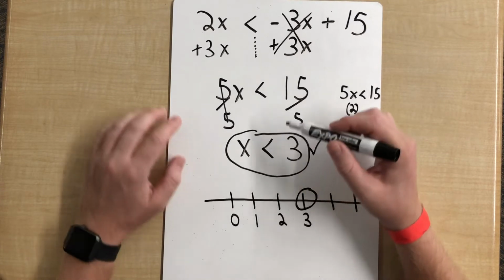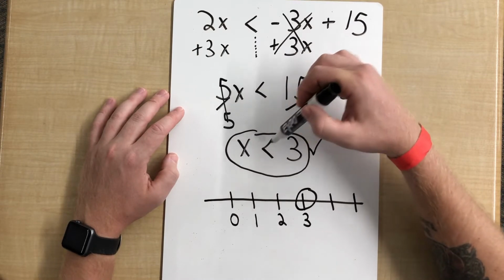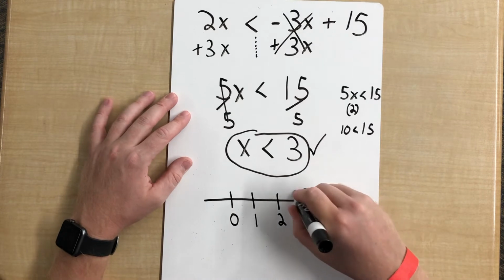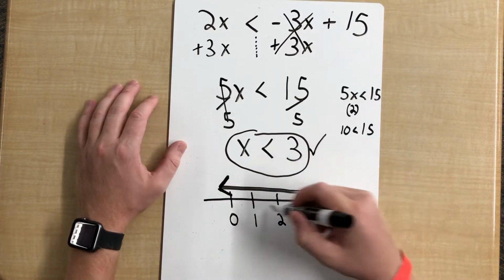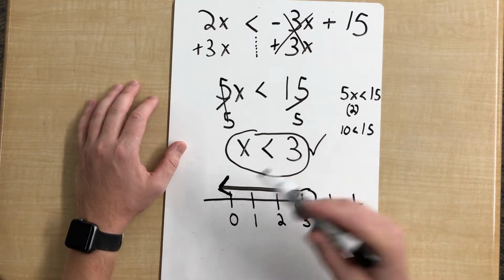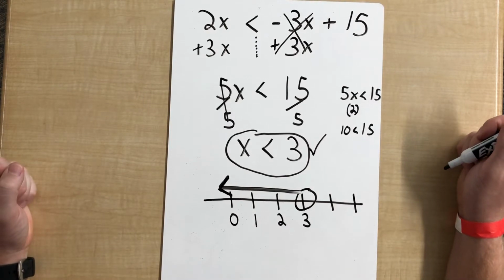This is why I recommend getting the variable first, because this inequality sign, this less than sign, literally points to the left. So we're graphing to the left, which makes sense because all these numbers satisfy this solution. 2 we just tried, 1, 0, and so on to negative infinity. Okay, so there is our first solution to question number 2.